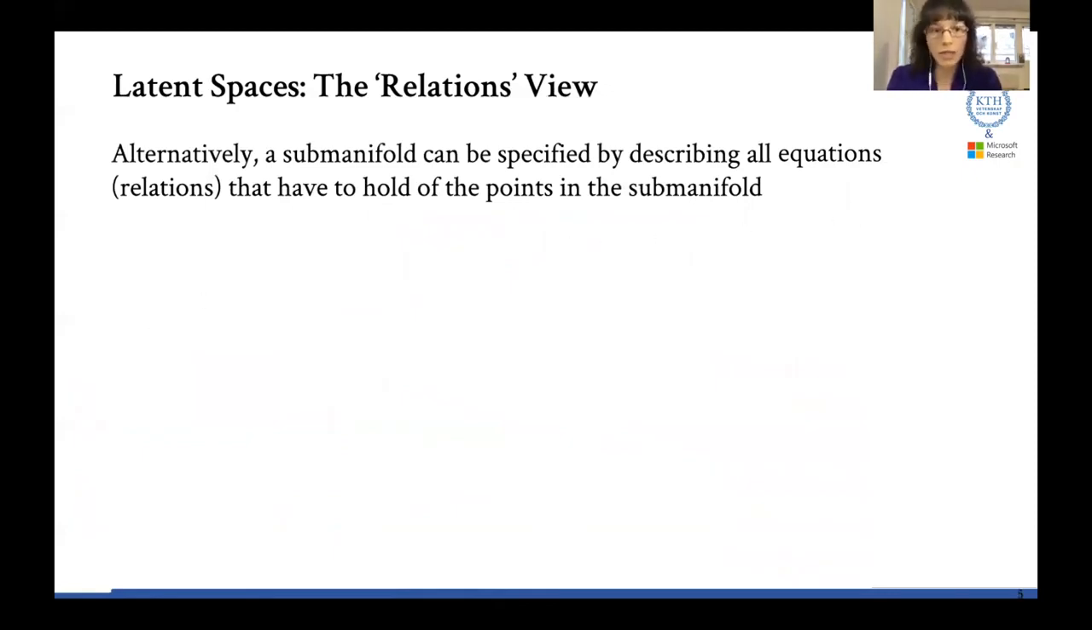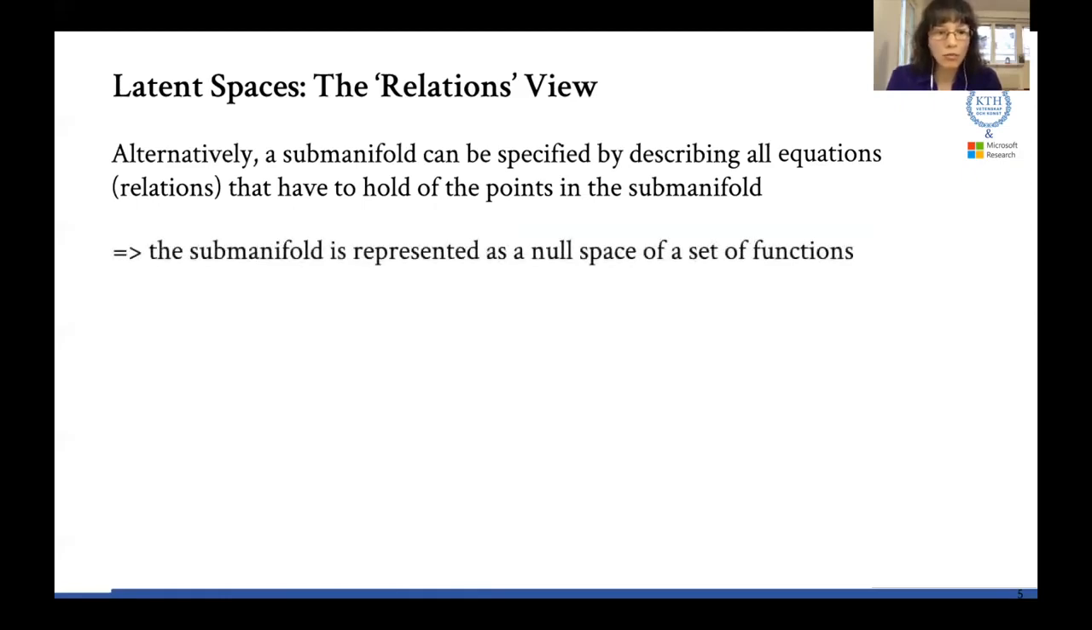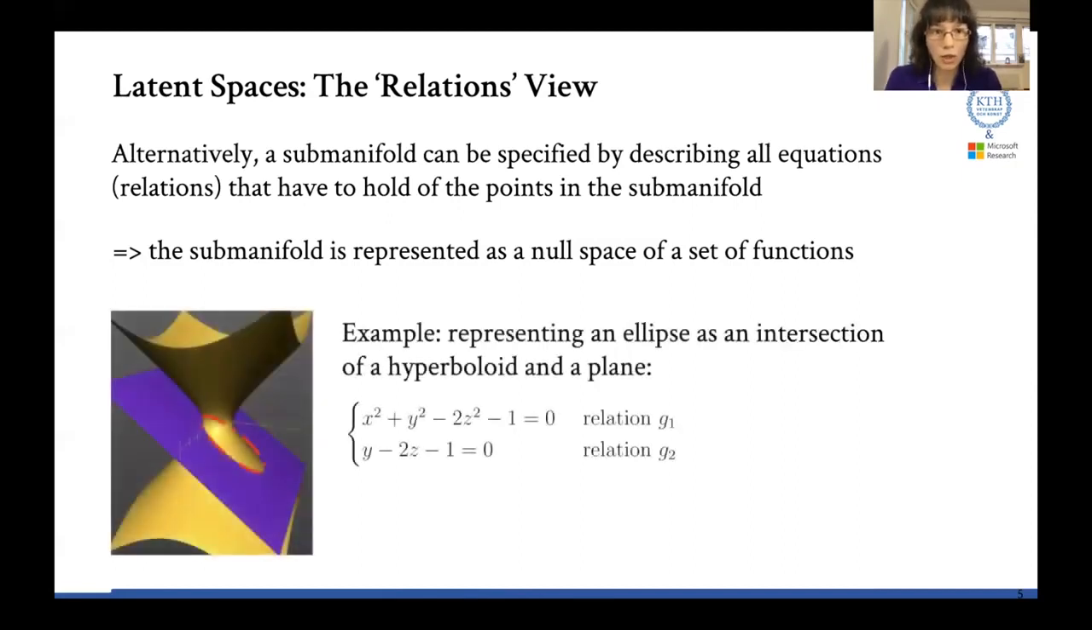Alternatively, we can specify this latent submanifold as a set of equations, or in this work, we'll call them relations, same thing, that have to hold on the points of this submanifold. So overall, the submanifold is represented as a null space of a set of functions. And that is basically the key difference in the view, in the approach that this work takes.